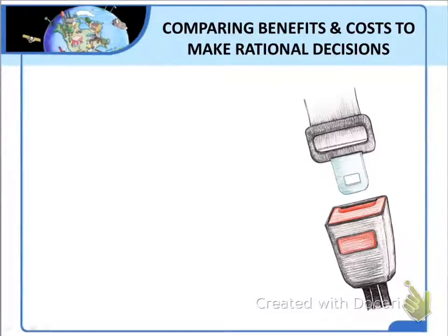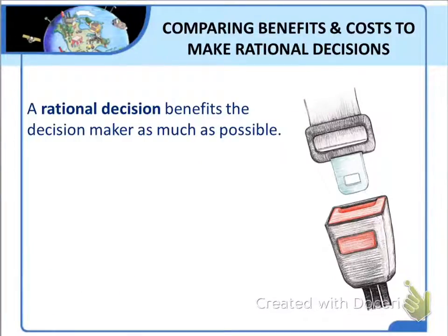So let's begin. A rational decision benefits the decision maker as much as possible. To make a rational yes or no decision, you should compare all your benefits to all your costs and say yes only if the benefits outweigh the costs. Consider a decision you make every time you get into a car, whether or not to wear a seatbelt. The major benefit of wearing a seatbelt is that it helps you avoid injury or death in the event of an accident. Most states have laws requiring seatbelt use, so wearing your seatbelt also eliminates the risk of paying a fine for not wearing one.